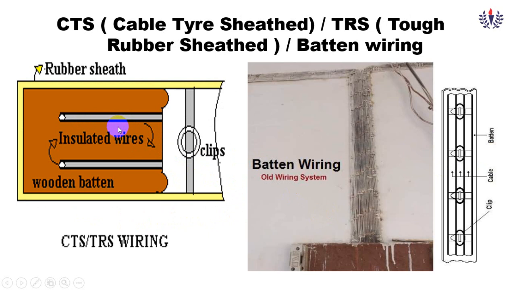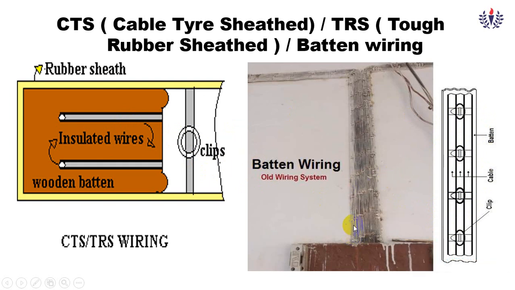Here you can see the insulated wires are there. Okay, so over that, here you can see this is the cable. So here is the batten. Above that some VIR, that is vulcanized Indian rubber, or cable tyre sheathed, we are using, and we are clipping it. Here you can see a clip, like a belt it is. So these clips are used. So here also you can see the clip, so the wire will not move.